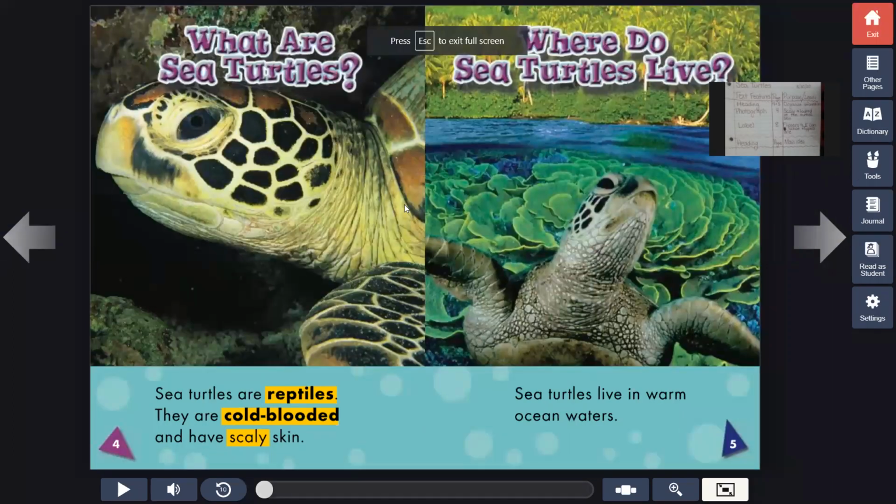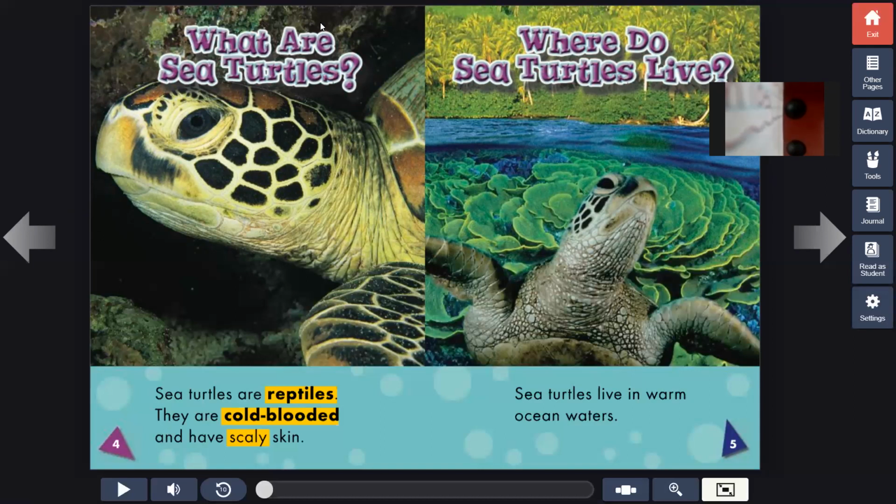Okay, so our first heading here is what are sea turtles? So I'm going to literally write that heading. What are sea turtles? Easy peasy. Now that is on page 4. So now I have to read the information so that I can figure out what that main idea is. I mean, the heading gives me a huge clue.